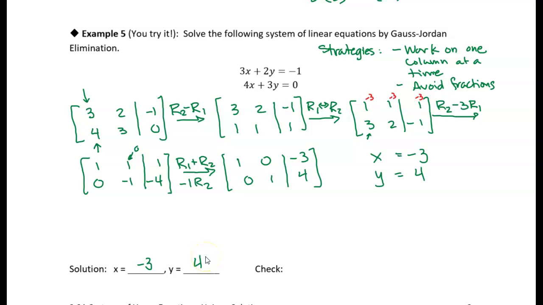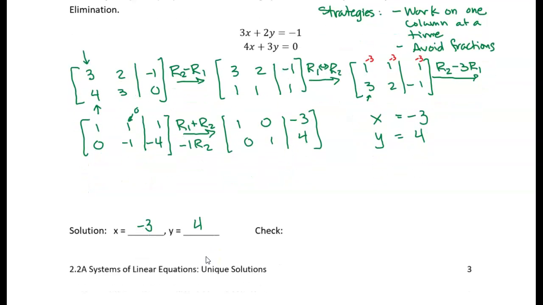All right, now it's always worthwhile to check, because again, this process is a little error prone. It's better done by computers, I'll tell you that. So I'm just going to take the original set of equations and plug in this x and y value that I found, and it should satisfy both equations.